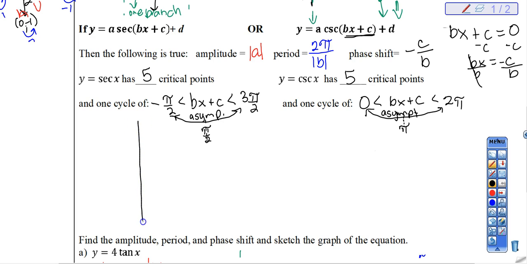I typically, when I draw these, will draw the cosine function first, because if you recall, since they're reciprocal functions, the secant bounces off the cosine wave. So what I'll do is I'll just come over here to negative pi over 2, and then pi over 2, and pi, and 3 pi over 2.